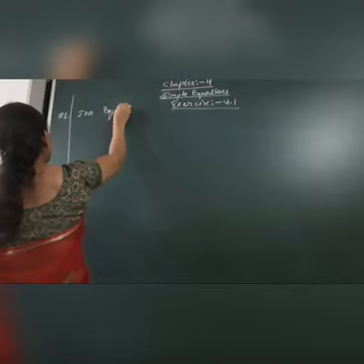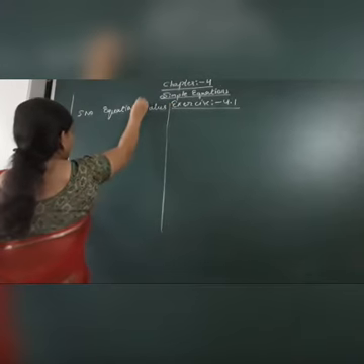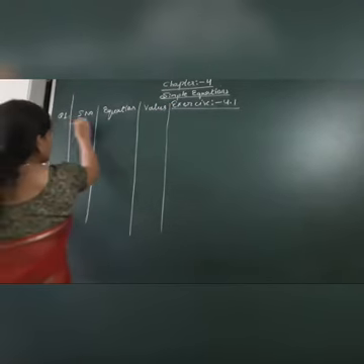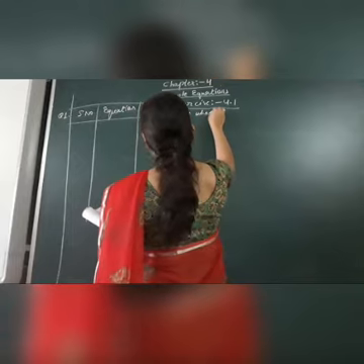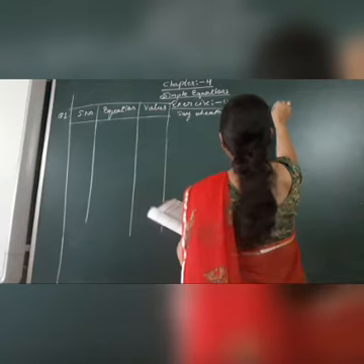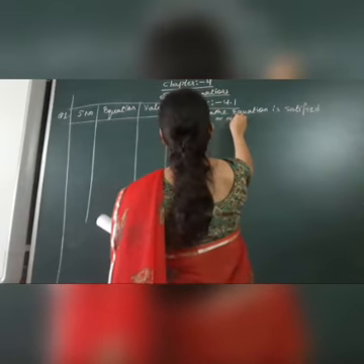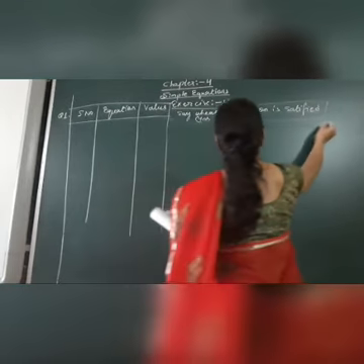Here the serial number is given, then the equation is given, then the values are given. Like this a column is made, isn't it? And you have to fill the last column, that is here. Say whether the equation is satisfied, yes or no. That is what you have to do, students, here.